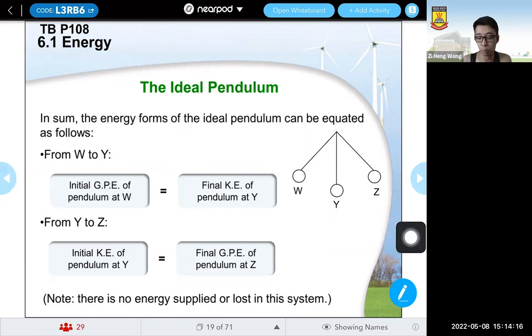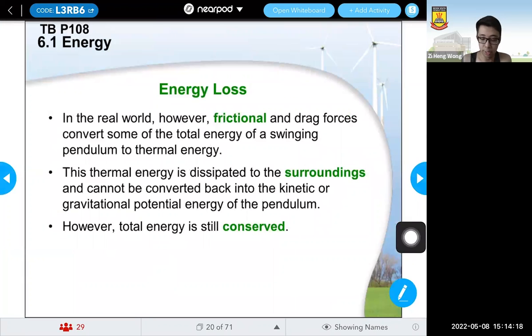But of course, in the real world, there is always energy loss due to friction, drag and air resistance. So some of the energy will always be lost to the surroundings as, let's say, thermal energy, sound energy, and whatsoever. This thermal energy is lost to the surroundings and cannot be converted back into kinetic or gravitational potential energy. So it's lost. It can't be converted back into useful energy. But the total energy is still conserved, meaning if you account for this energy loss, the total energy in the system would still be the same.